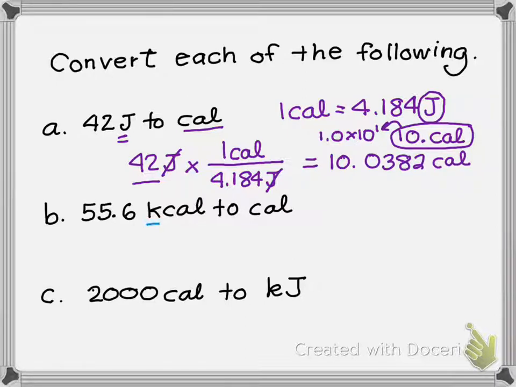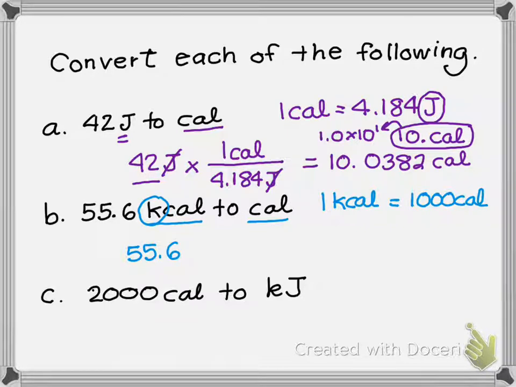So this has kilocalories and calories. Kilo means 1,000, so 1 kilocalorie equals 1,000 calories. I have 55.6 kilocalories. That's what I was given. Now I'm going to set up the conversion, and since I was given kilocalories, I'll put it on the bottom so it will cancel. And then I put 1,000 calories on the top.